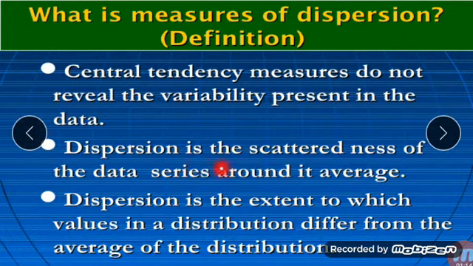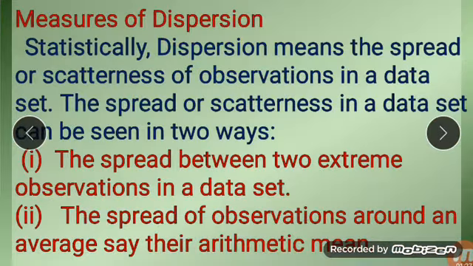So dispersion can be defined as the scatterness of a data series, or as the extent to which values in a distribution differ from the average of the distribution. We can better understand measures of dispersion with some more explanation. Statistically, dispersion means the spread or scatterness of observations in a data set. The spread or scatterness in a data set can be seen in two ways.